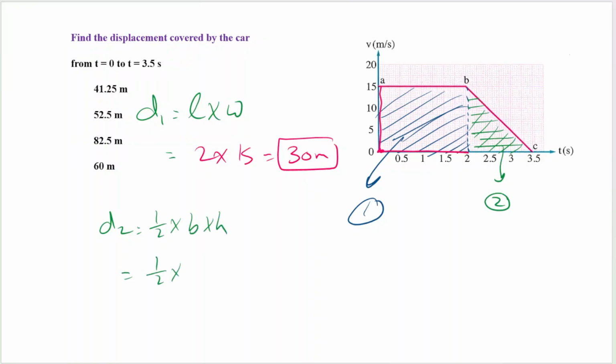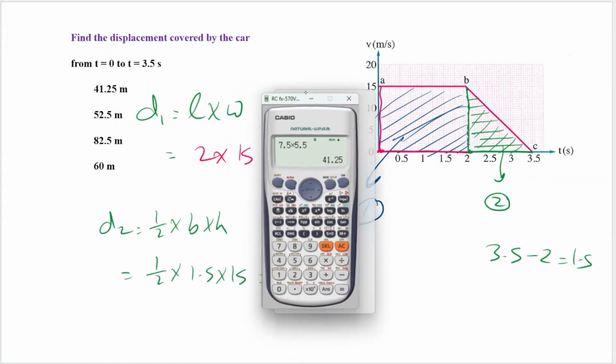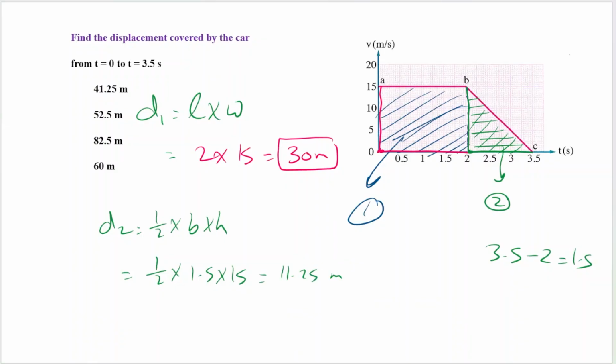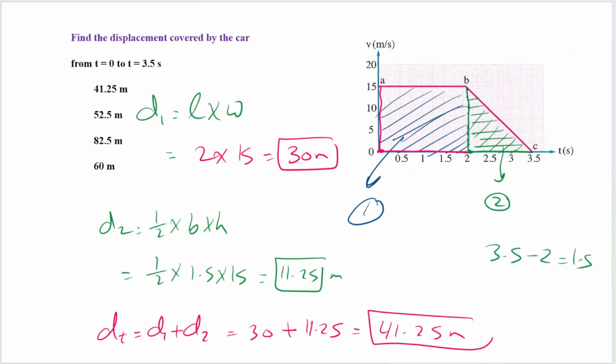For D2, this is a triangle, so you use the formula half times base times height. So half times the base, it extends from 2 to 3.5, so 3.5 minus 2, it's 1.5 only, times the height, it extends from 0 to 15. So we have half times 1.5 times 15, so it will be 11.25 meters. So the total distance in this case is equal to D1 plus D2. So it will be 30 plus 11.25, so it will be 41.25 meters. Can you see? It's the exact number, but in more steps.